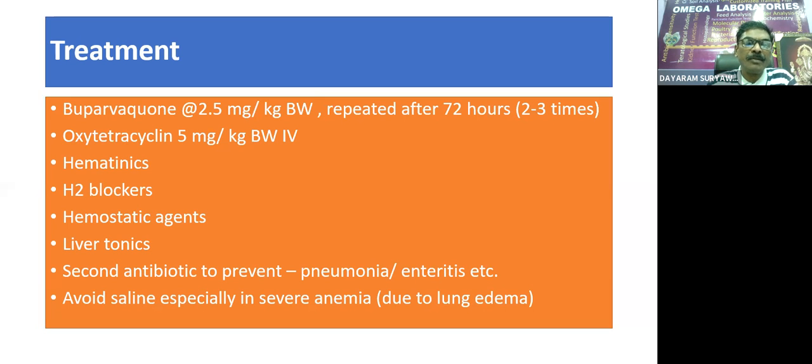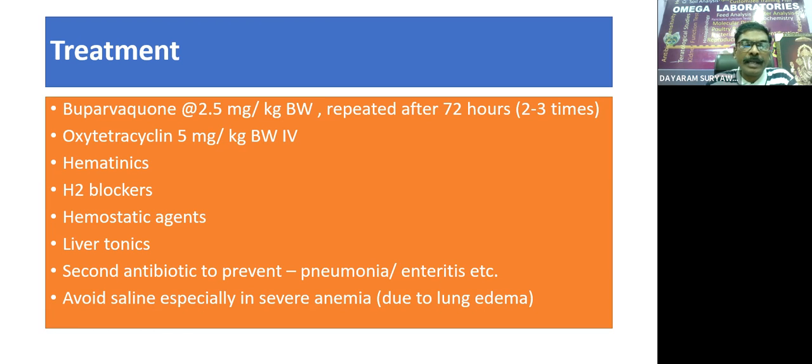Along with that, we have to give hematinics, then H2 blockers. H2 blockers are needed to stop the abomasal bleeding, especially because due to the Theileria there is development of different ulcers, and if we are not giving H2 blockers, the ulcers may get aggravated and extensive bleeding may be observed. So for that reason, we have to give H2 blockers along with the other treatments. Then hemostatic agents, because as we know, Theileria may lead to abomasal ulcers. It's better to give hemostatic agents. Then obviously liver tonic should be given to the animals.